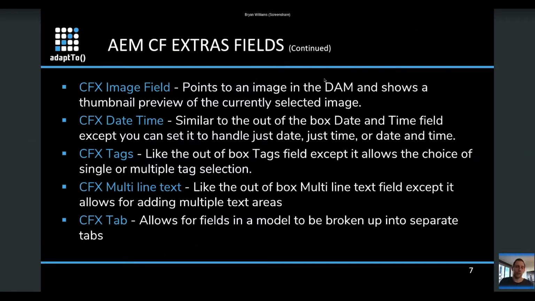We have our own tags field. This is, again, similar to out of the box, except this allows you to do single or multiple tag selection. We have a multi-text line, just like the out-of-the-box multi-line, except it lets you add multiple, like a multi-field of multi-text fields. And then finally, we've got a tab field, and this one requires overwriting some of the out-of-the-box code. But it does allow you to divide your content fragments up into tabs if you've got a lot of data that you need to display in one.